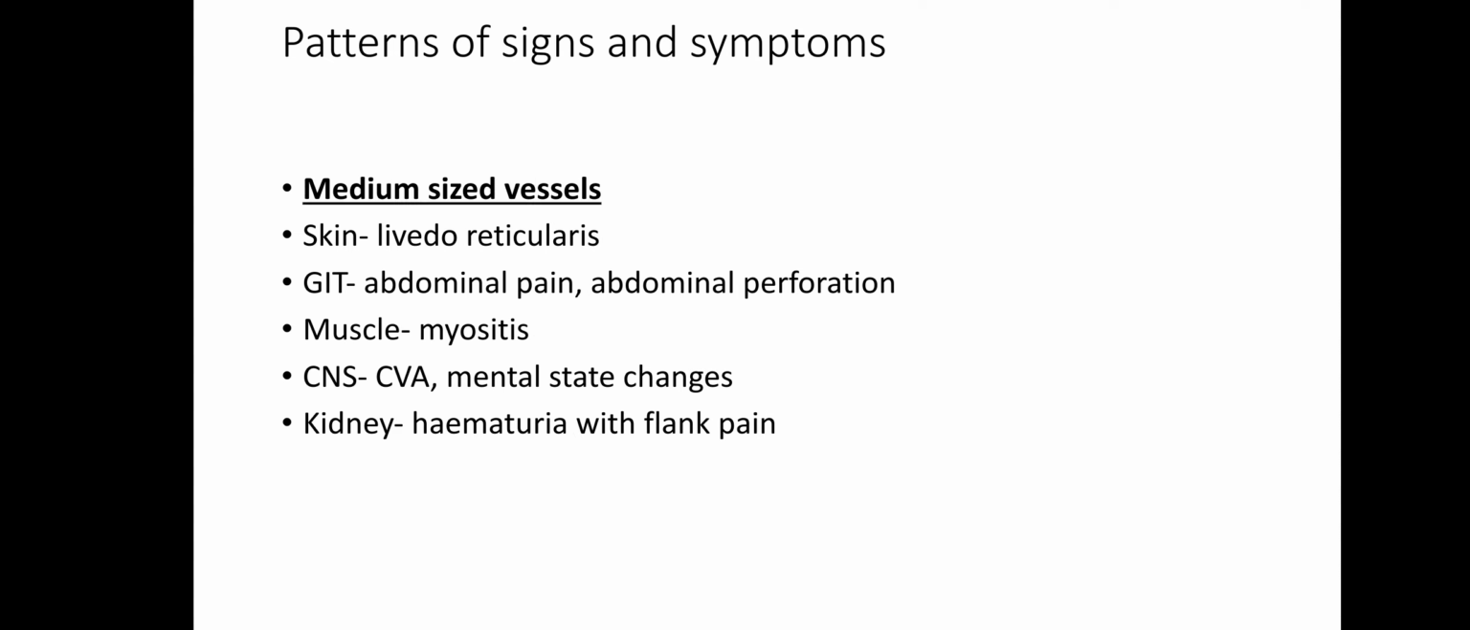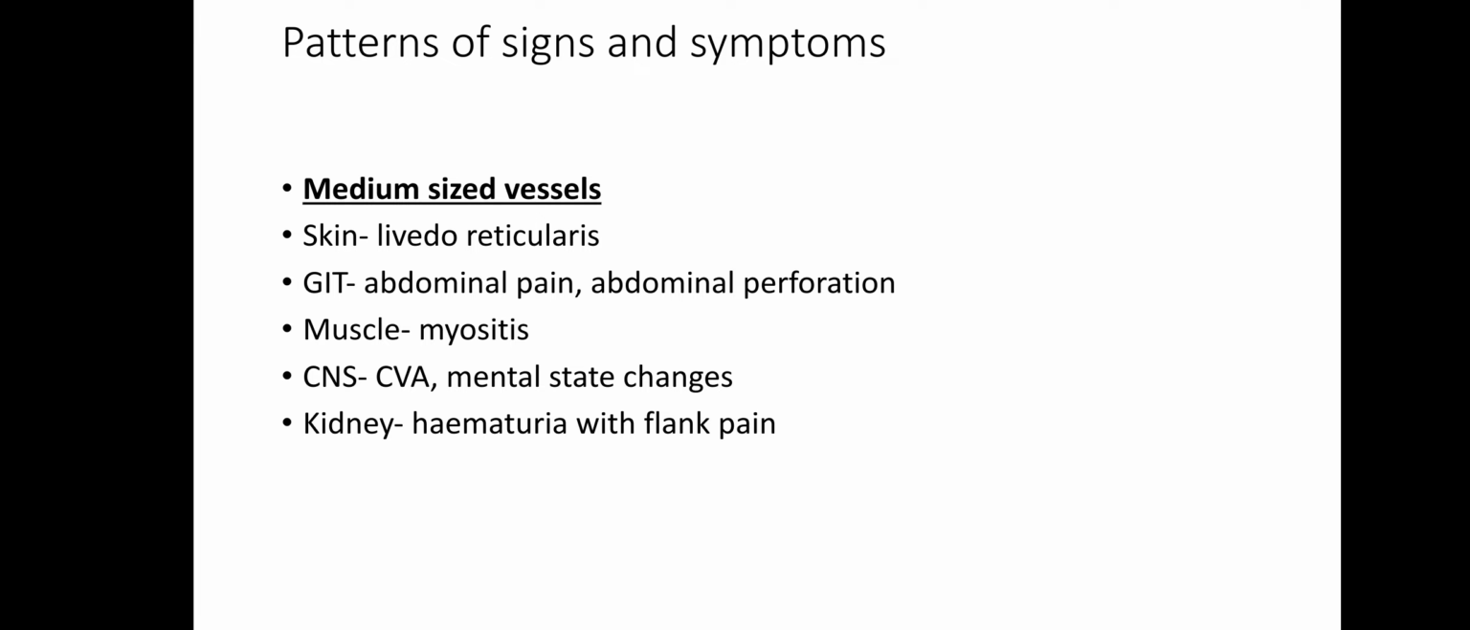Medium-sized vessels, again, the same organs. So skin, it goes livedo reticularis, which is like a net-like lesion. It's much wider spread than the purpura, and it's like you have a spider web kind of thing, purplish lines in your skin. GIT, abdominal pain and abdominal perforation.